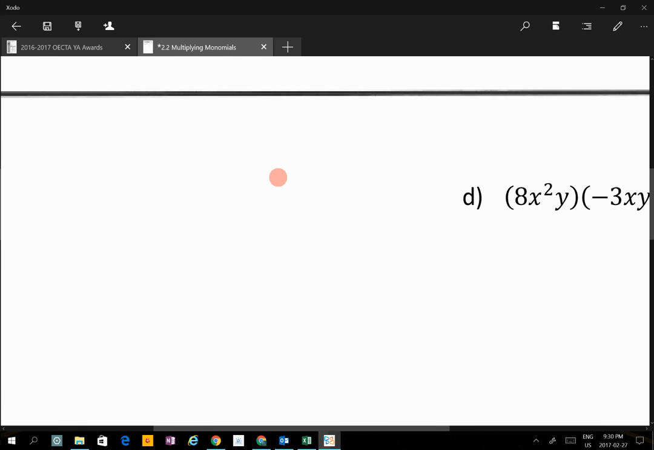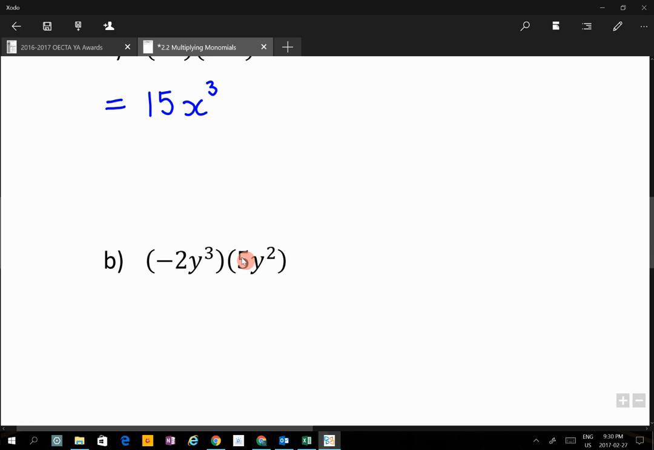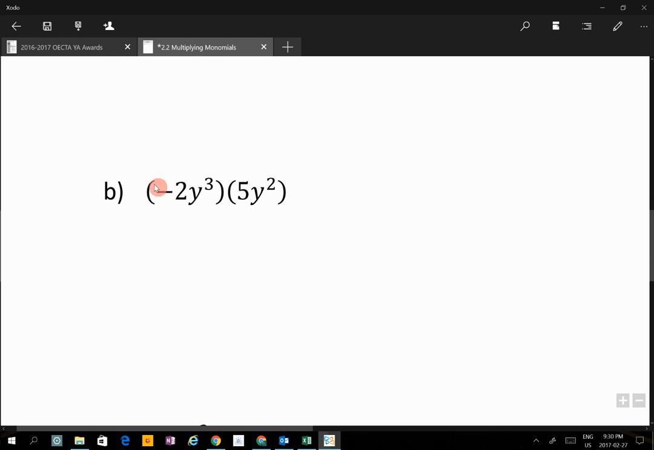Okay, part B. So negative 2y cubed times 5y squared. So first of all, signs. I have a negative term here and I have a positive term. So my end result is going to be a negative. Multiply the coefficients. So 2 times 5 is 10. Okay, you can combine step 1 and 2 by multiplying the coefficients themselves, including their signs. So you could say negative 2 times positive 5 is negative 10.